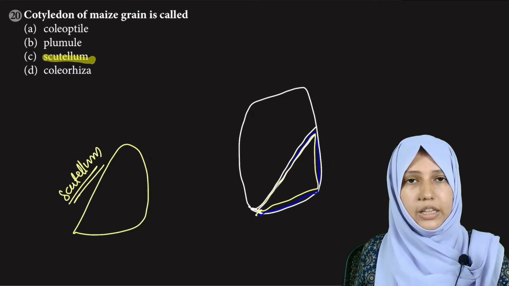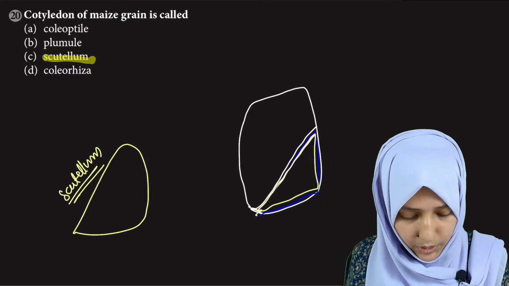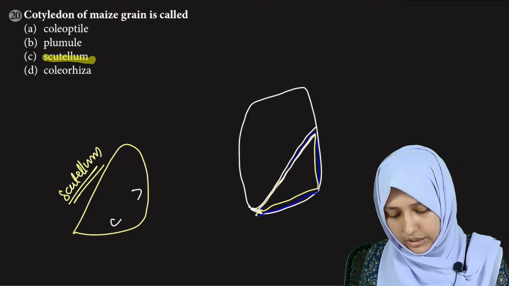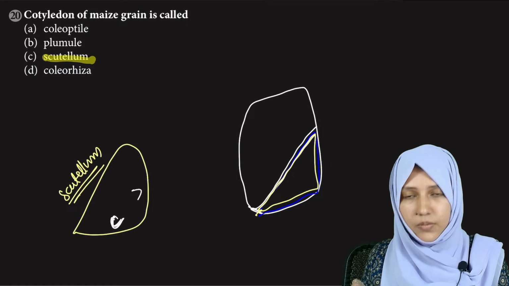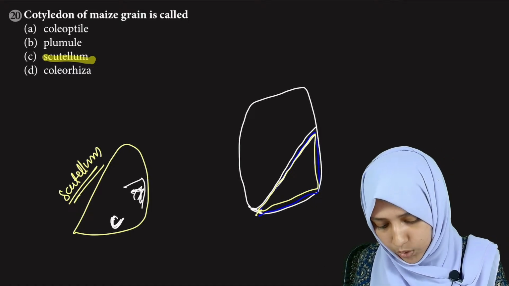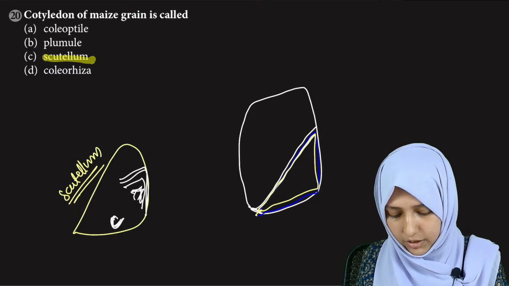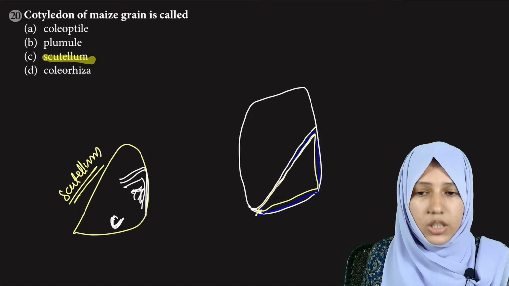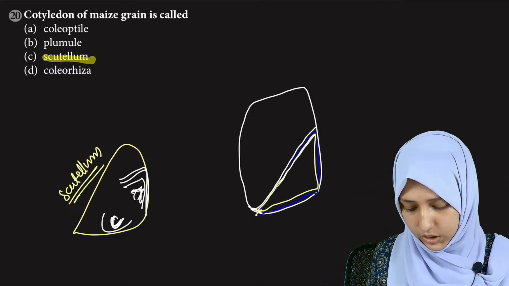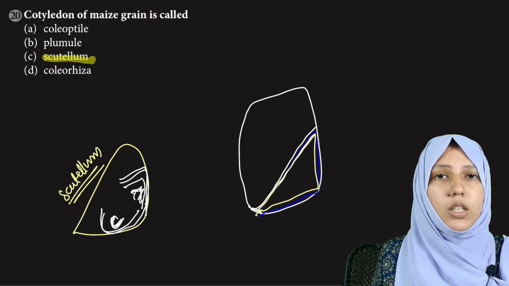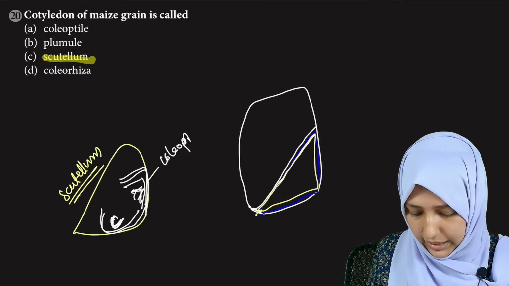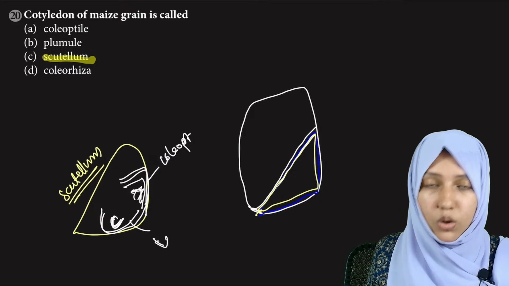In this scutellum it will be having a small embryonal axis with radicle at the base and plumule. The plumule will be covered by a sheath known as coleoptile, and the radicle will be covered by a sheath known as coleorhiza. Clear? The plumule will be covered by coleoptile and the radicle by coleorhiza.